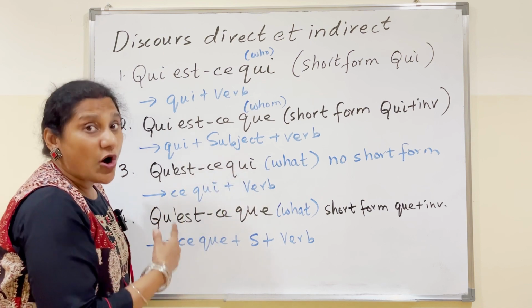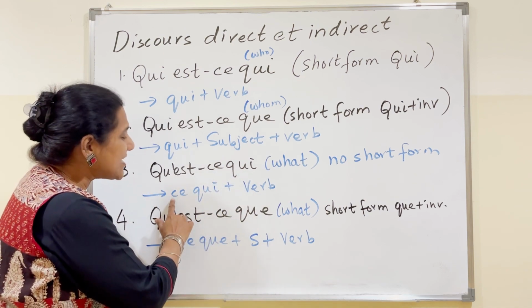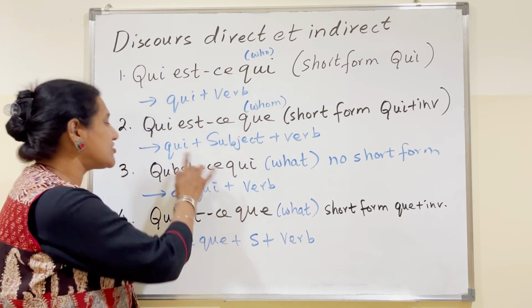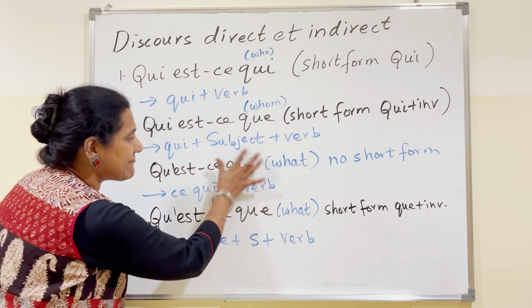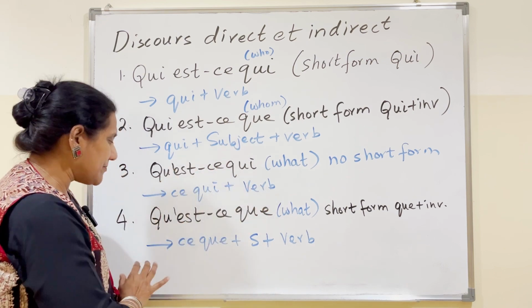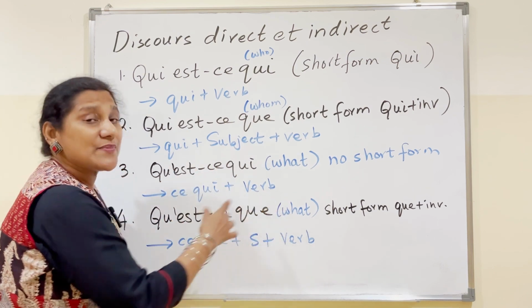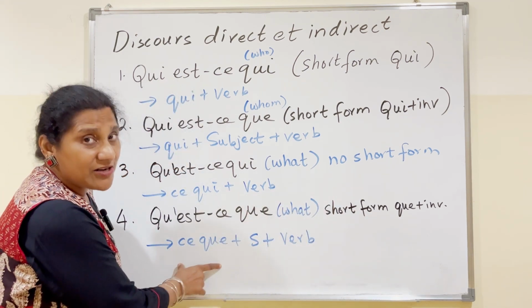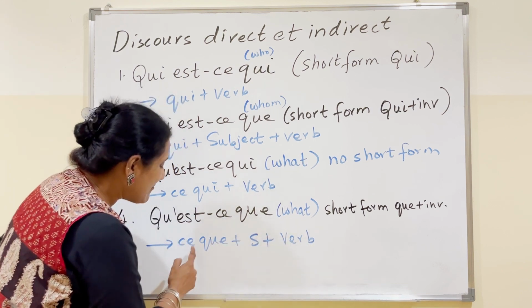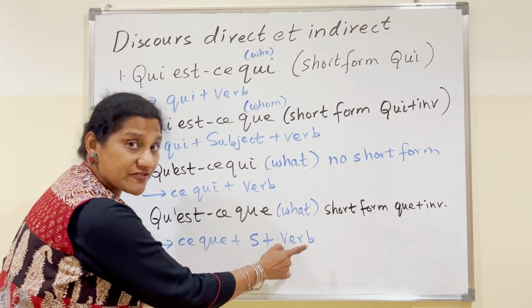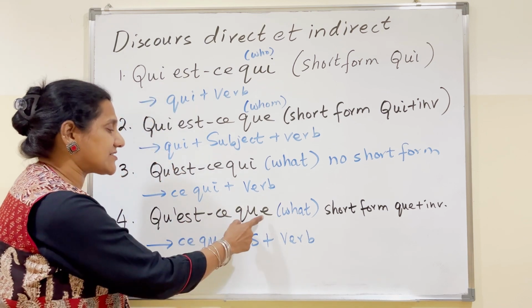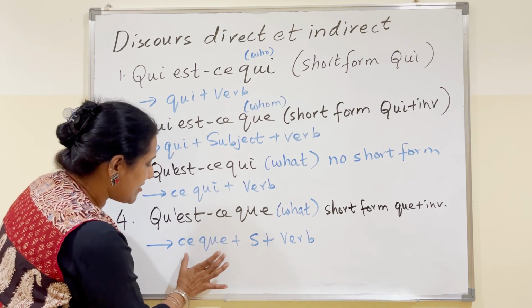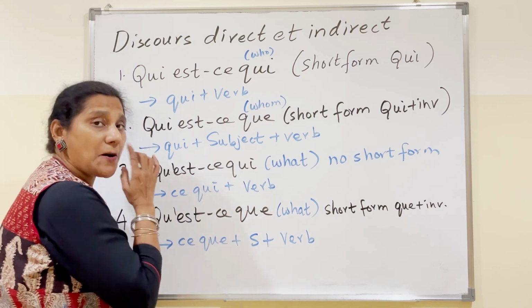Qu'est-ce qui means what. There's no short form for this, and it changes to ce qui plus verb. So when we see ce qui plus verb, we know it's going to change to qu'est-ce qui. And when we see qu'est-ce que, which means what, short form is que plus inversion, it changes to ce que plus subject plus verb. So when we see ce que plus subject plus verb in the indirect speech, it changes to qu'est-ce que. You can remember it in this way: qu'est-ce que, ce que here, and qu'est-ce qui, ce qui.